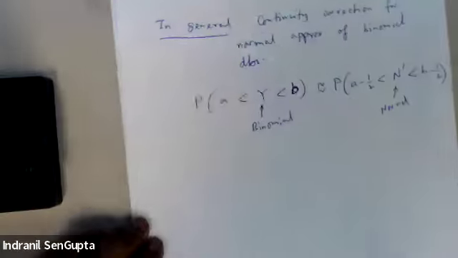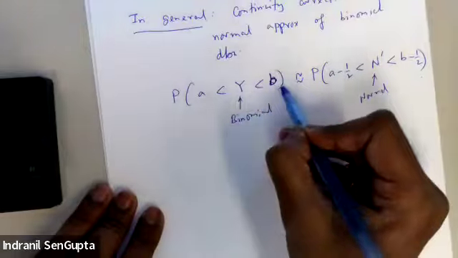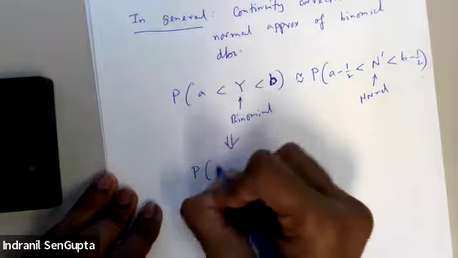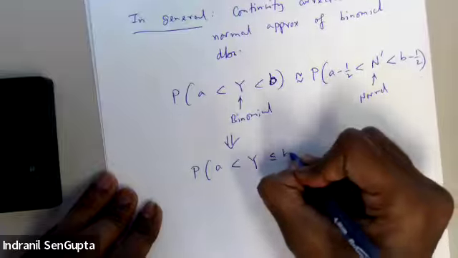A more practical version of this is the following. Usually, if y is less than b for the case of binomials, this really means the probability of a less than y less than or equal to b minus 1, right?